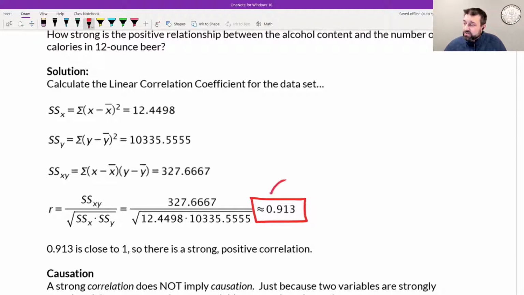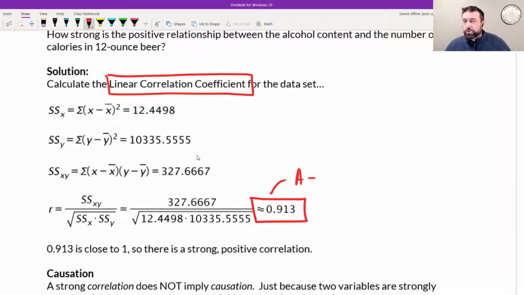And this is an A-, right? It's about a 91%. That's an A-. That's a pretty strong correlation. Is it perfect? No, it's not perfect at all, but it's still pretty strong. Like anything in the 90s is a very strong correlation, okay? So now we have our linear correlation coefficient.